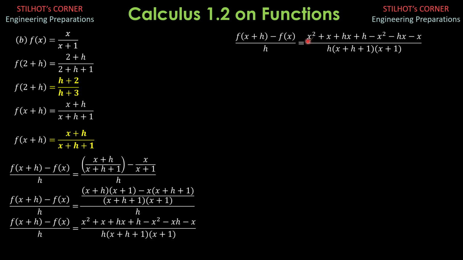So we can cancel x squared and negative x squared, x and negative x, hx and negative hx. So what is left in the numerator is h, divided by h. So after we simplify, we can cancel h. Then we have 1 over quantity x plus h plus 1 times x plus 1. So that's the final answer. f of x plus h minus f of x over h is 1 over x plus h plus 1 times x plus 1.